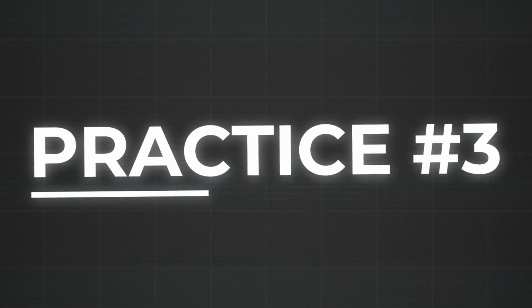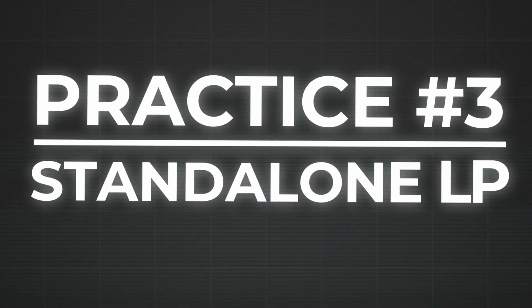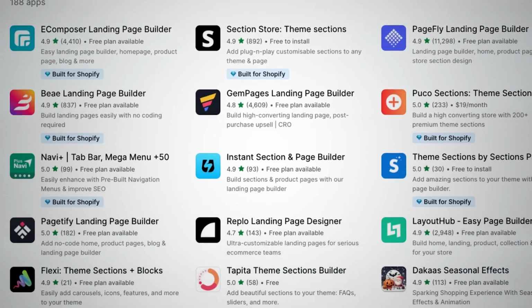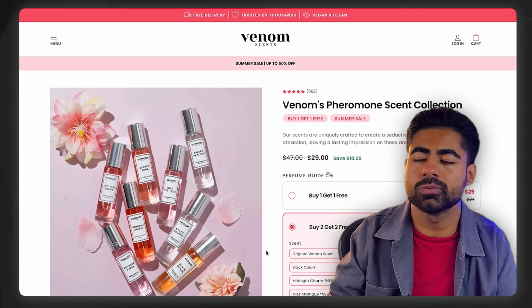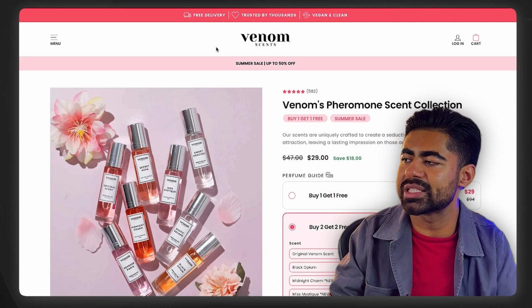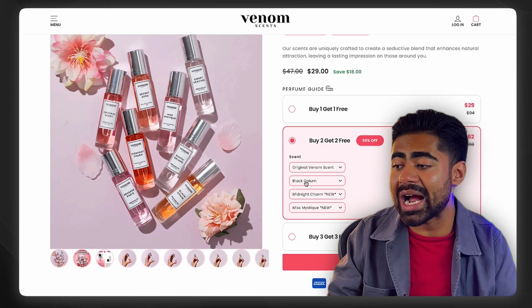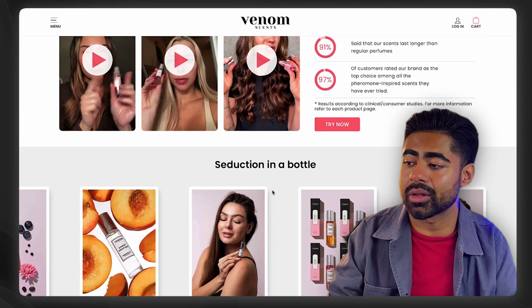But this brings me to the third practice, which is standalone landing pages. A standalone landing page can be introduced to your Shopify website directly via an external app. There's a bunch of apps that offer this, which you can check out. But basically, the idea of a standalone landing page is to make it so there's minimal distractions on the website itself. And this is a perfect example of a standalone landing page. Although it's not fully standalone, it gives the vibe that it is a full-on standalone landing page.